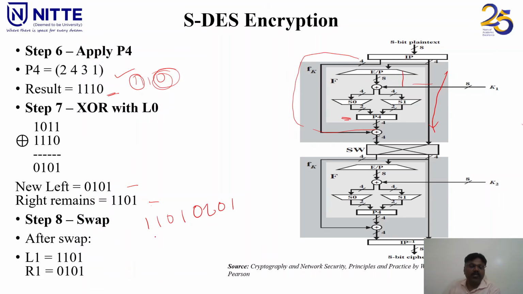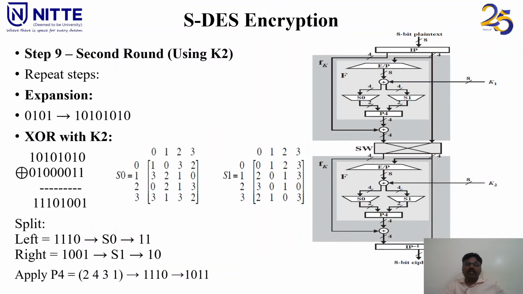So this will become the input to the next round. So again I'll be splitting into left and right, and I'll be passing the right side value into the expanded permutation. See here the second round. In the second round, the same thing: the right side value will be expanded by the expanded permutation. Then I'll be performing XOR with K2. Then the output that I get is split into the left half and the right half.